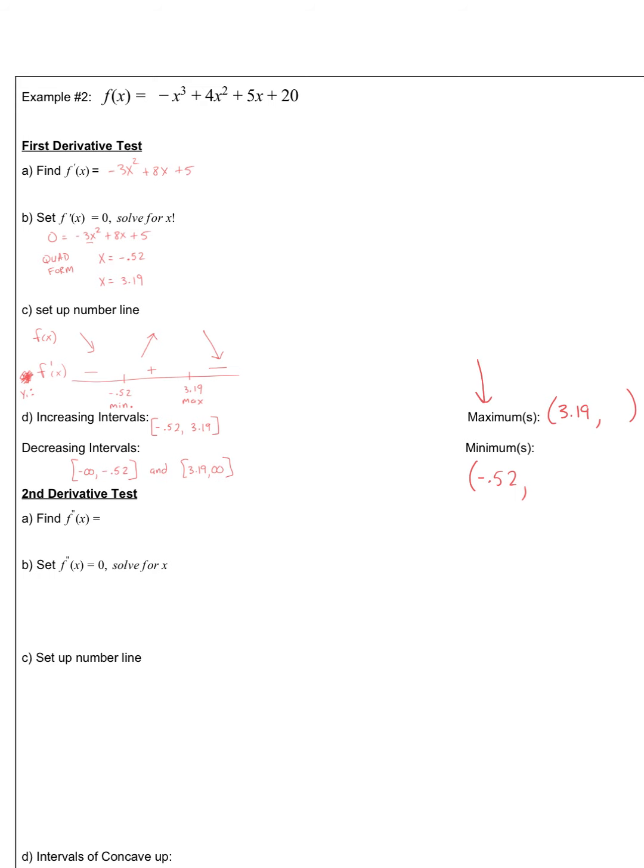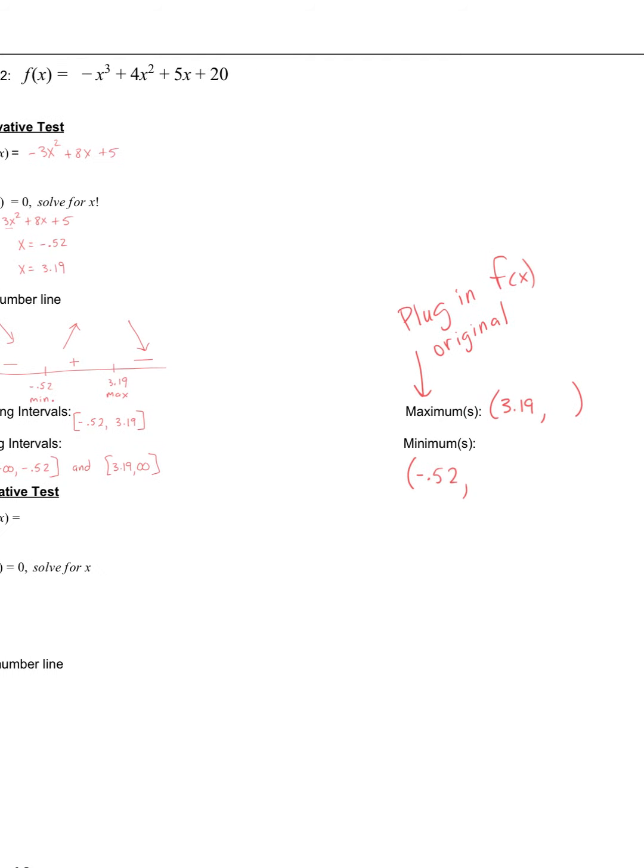Remember, you plug into the original function. Plug into f of x, the original. Those max and mins happen up here on the original function. So when I graph the original function, my y value for my maximum, again, they're not very nice numbers, is 44.19. It's way up there. And then my y value at the minimum, I'm seeing 18.62. Just by looking at the first derivative, we found all that information.